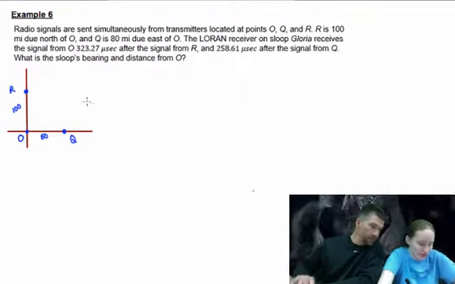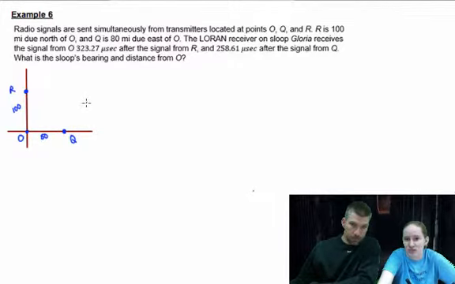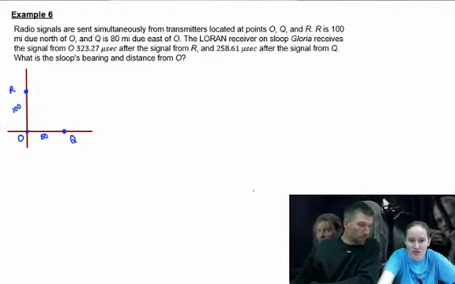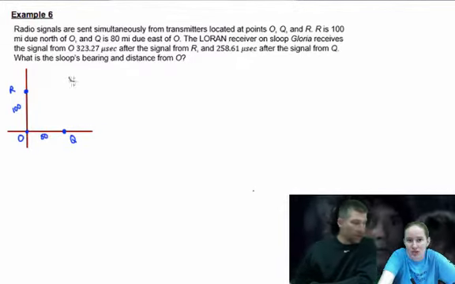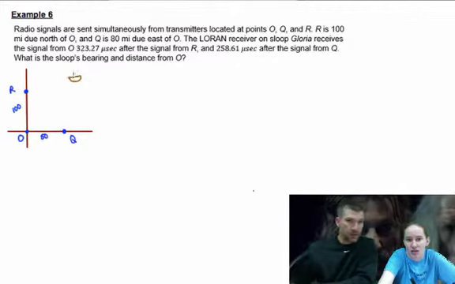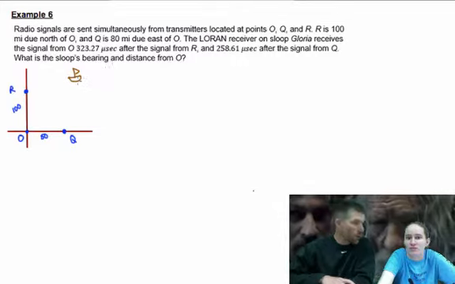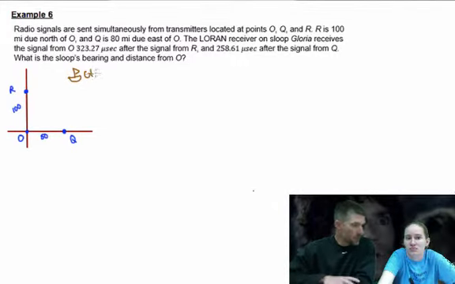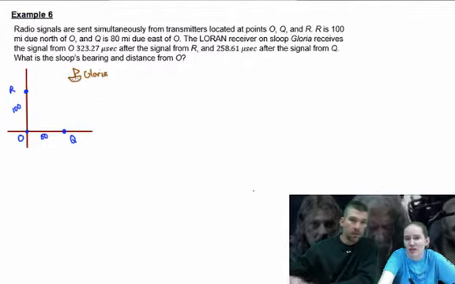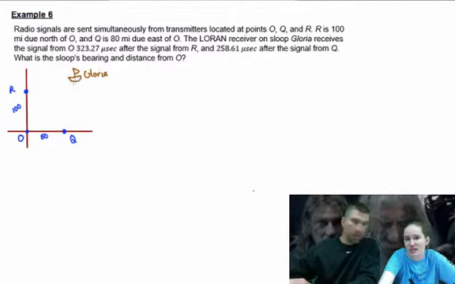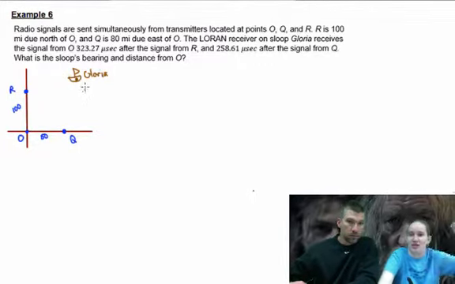We may need it. So the LORAN, which stands for Long Range Navigation, receiver is on a boat out here somewhere. LORAN, I believe, is a system stretched out across the ocean that allows boats and water traffic to help with navigation. The sloop, that's a word for a boat, Gloria, is out here, and it has receivers and transmitters so that they can all communicate.